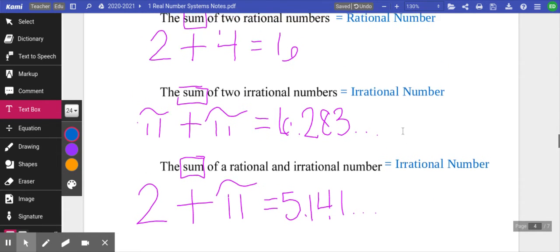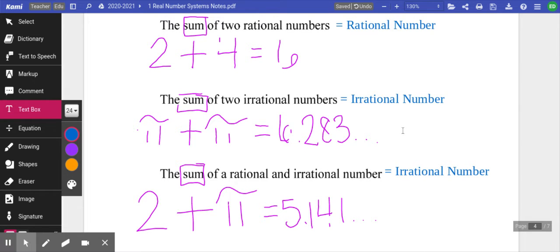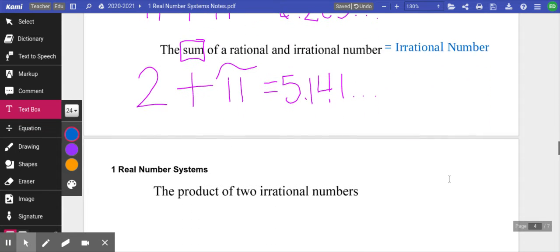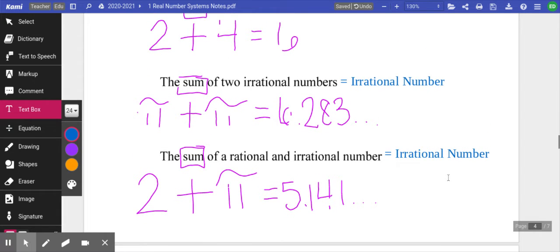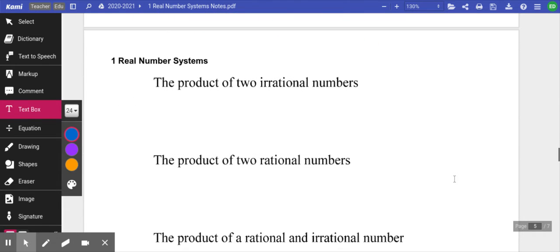Okay, so these are always true. Two rational numbers, when we add them, we get a rational answer. Two irrational numbers, when we add them, we get an irrational number. And whenever I take a rational and an irrational and add them, I get an irrational number. Try it. Anytime a question might ask you to do this, try them, see what kind of numbers you get, and then figure out from there what they are.